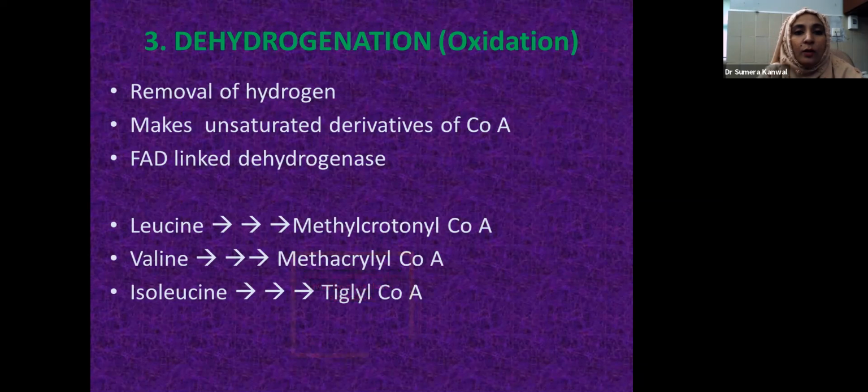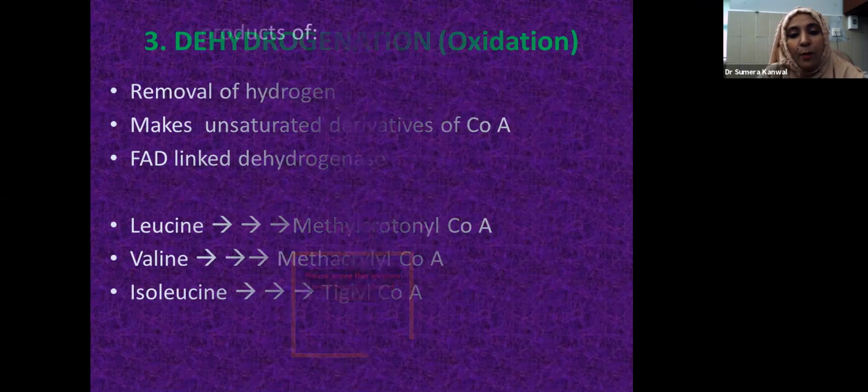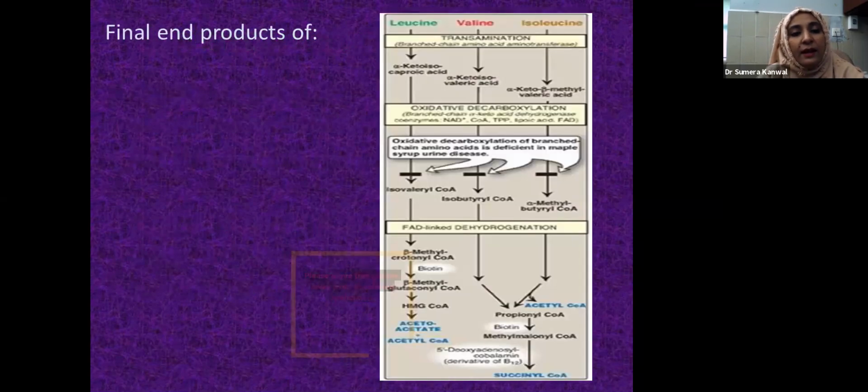Either 1 or 2 could be the end product of these amino acids, like acetyl-CoA, pyruvate, propionyl-CoA, succinyl-CoA, fumarate, acetoacetate. So these are not the end products, so it means they are further catabolized. But the initial three steps are the same during the catabolism of these branch chain amino acids. They convert into their respective alpha keto acid and their CoA derivatives. Upon further metabolism, they give their final end products.